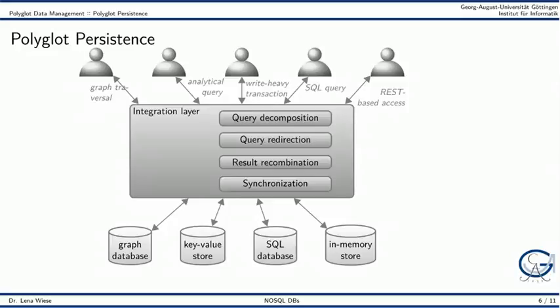To summarize, polyglot persistence tries to accommodate several users with different requirements. The integration layer offers several access methods to different applications and users. Several kinds of databases and data stores can be connected to the integration layer. The integration layer then unifies access to these different systems.